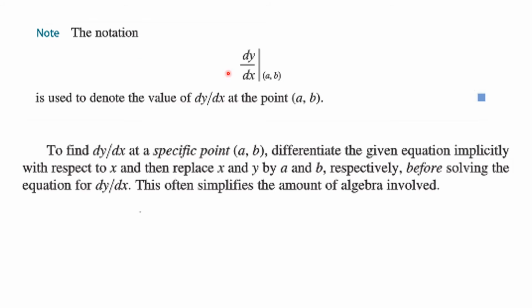And again, note that this notation means that we're evaluating dy/dx at the point (a, b). I'm going to probably ask you to do that more often than other things. And when you are finding dy/dx at a specific point, you can substitute those values a and b in before you solve for dy/dx. For some reason, students think this is easier.